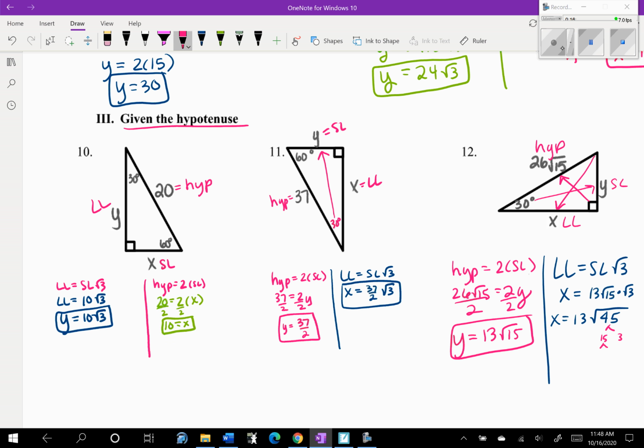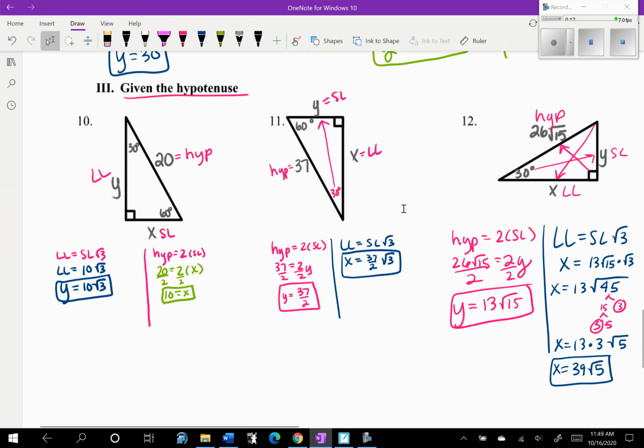You can break down 15. 15 is going to be 3 times 5. So now we can see that we have a group of two 3s. The 5 doesn't make a group, so that stays underneath. That means that x is equal to 13 times 3 on the outside times the square root of 5. The last step is just to multiply. 3 times 13 is 39. So x is equal to 39 times the square root of 5. And that is it for our review on special right triangles.